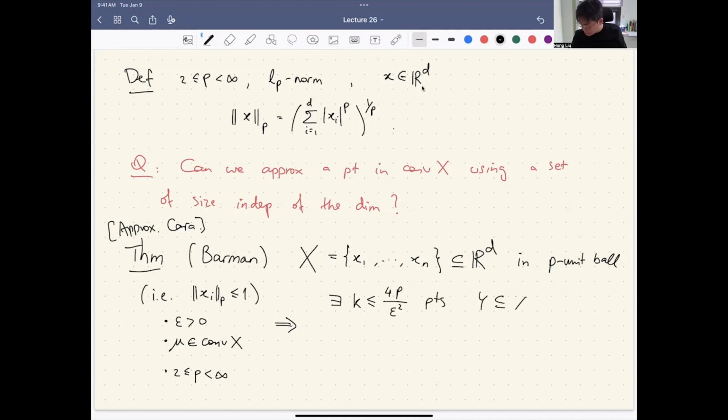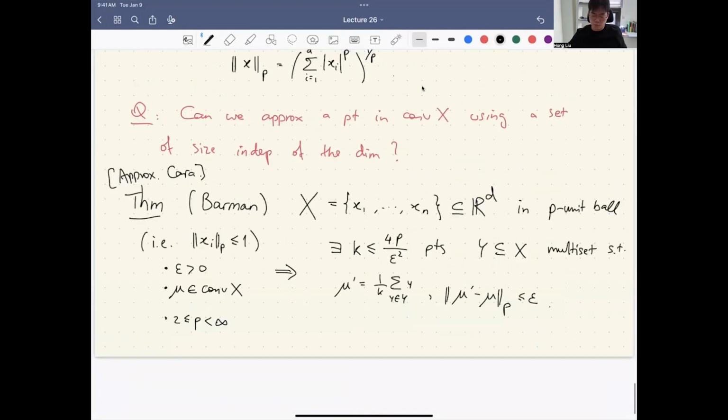Let's call this point y. This is a multi-set, so some points in x_i could be repeated in y. So it consists of some x_i, but x_i could be repeated in here, in total at most k of them, such that if you write mu prime to be the average of these points, then mu prime is a good approximation of mu in L^p norm, less than epsilon. This is the approximate Caratheodory theorem.